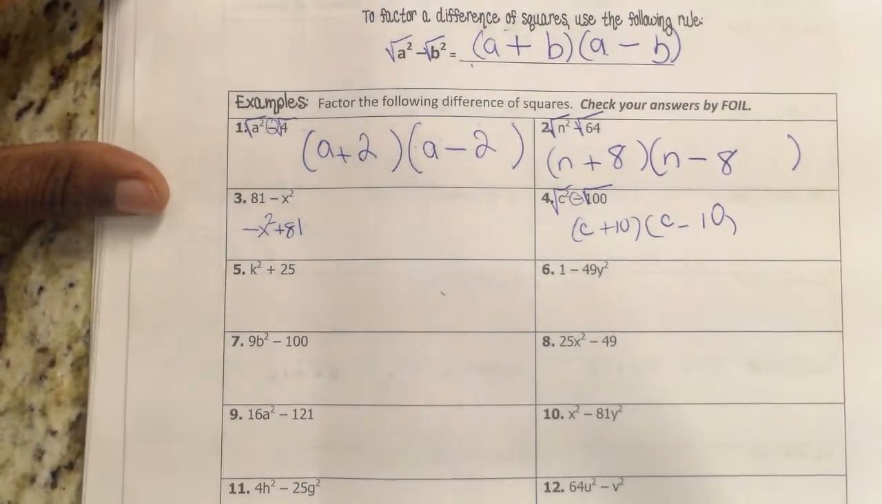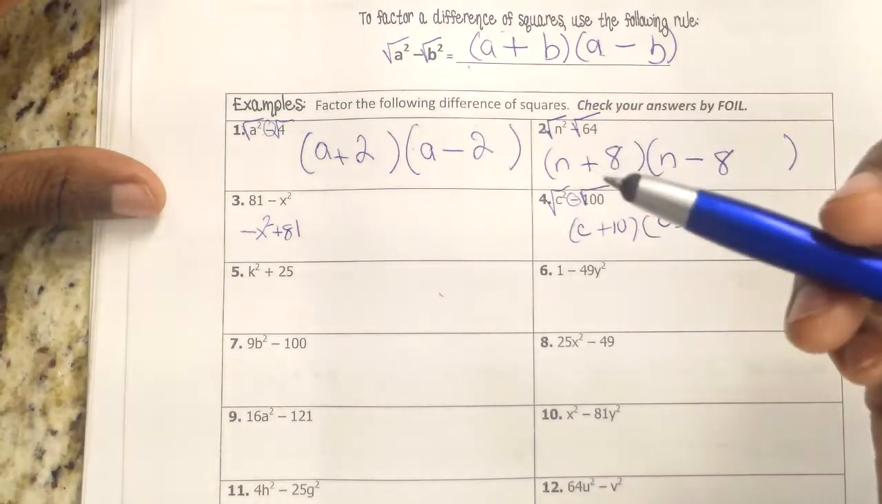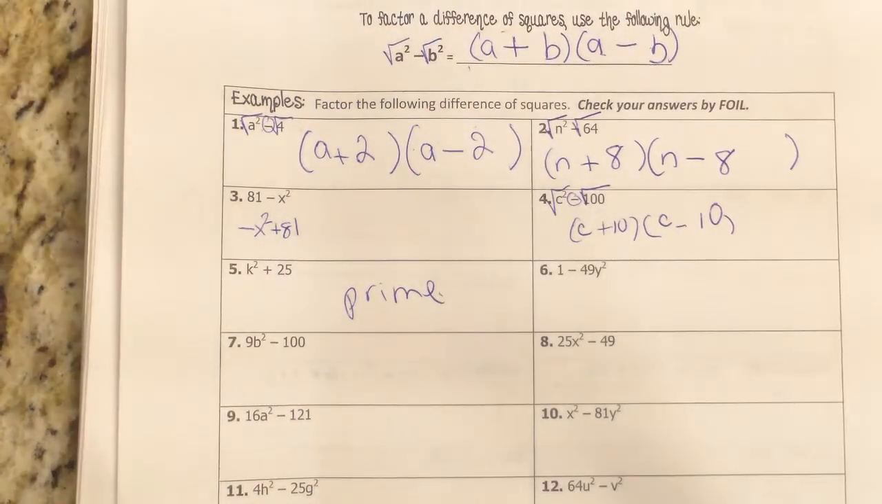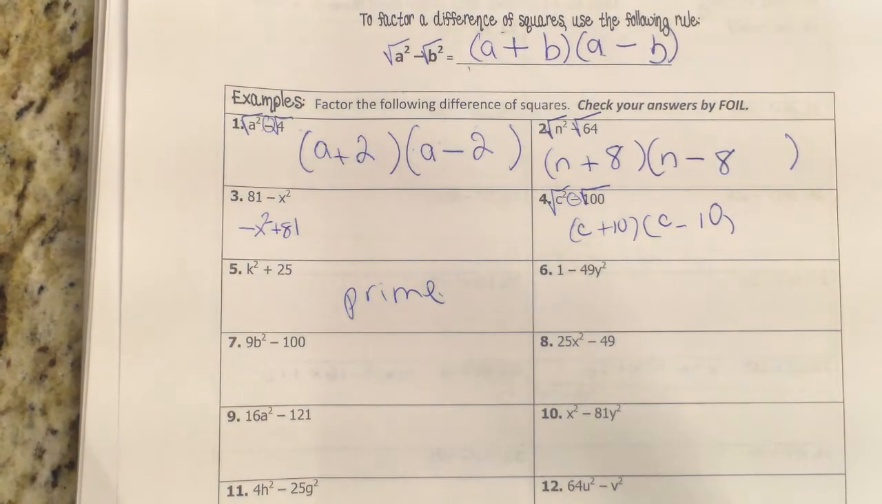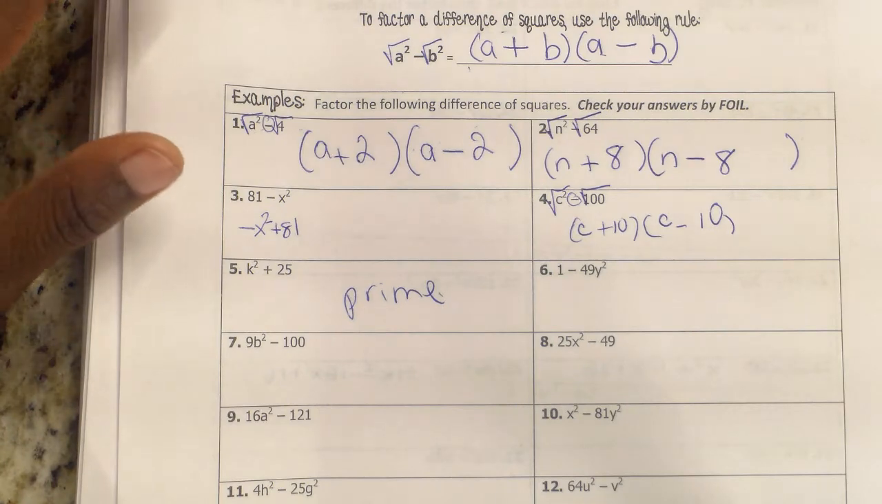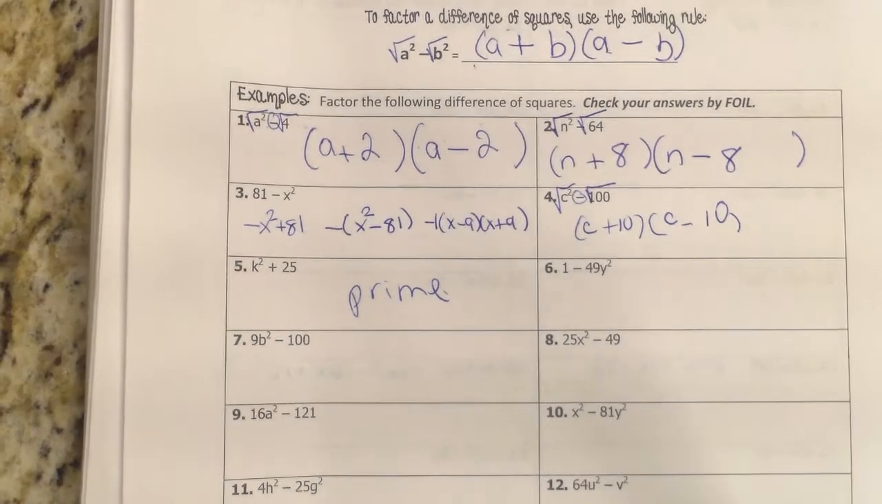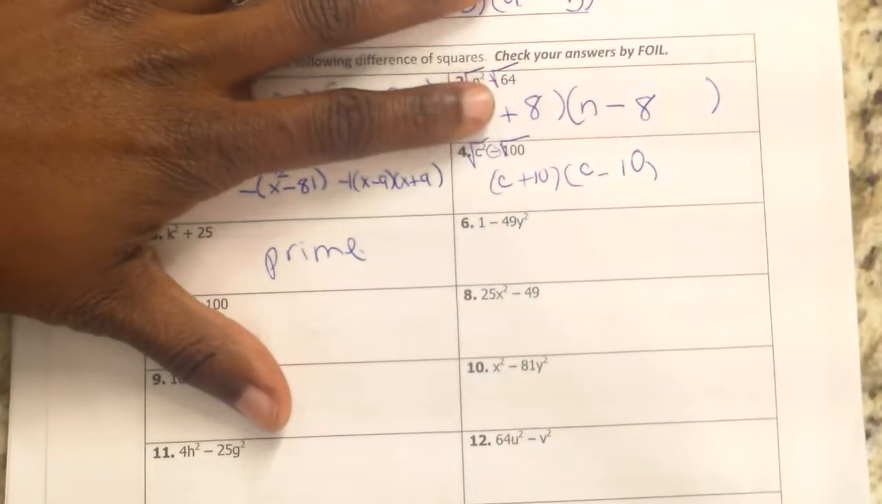Got it? Look at number 5. It says k squared plus 25. That's our answer, that's it. That's the only factor. It's prime. It has a plus sign, so you can't do the difference of squares. Because if you did k and 25 and 25, with a plus sign, both are positive, so the middle term is not going to cancel out, so that's as far as we can go. Everybody got it?